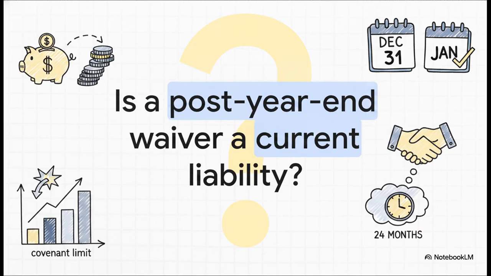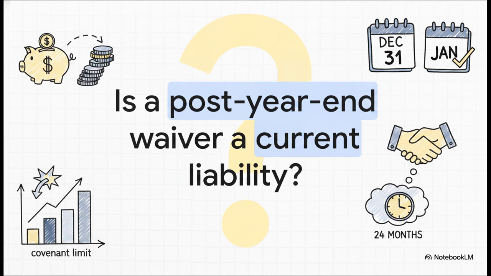Let's test your knowledge with a classic, highly tested exam scenario. This comes up all the time. Imagine an entity has a long-term bank loan that is ordinarily repayable in 5 years. But, as with most loans, there is a condition attached. If their debt-to-equity ratio breaches a certain level, the entire loan becomes payable immediately. Now, the entity unfortunately breaches this covenant before their December 31st reporting date. Obviously, panic sets in. However, in January, which is strictly after the reporting date, management talks to the bank. The bank is understanding and officially agrees to waive the breach and defer payment for another 24 months. So the question is, how should this loan be classified on that December 31st statement of financial position?